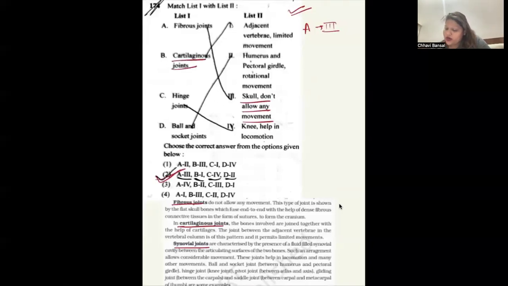So cartilaginous joint. What are cartilaginous joints? The bones involved in a joint are joined together with the help of cartilage.